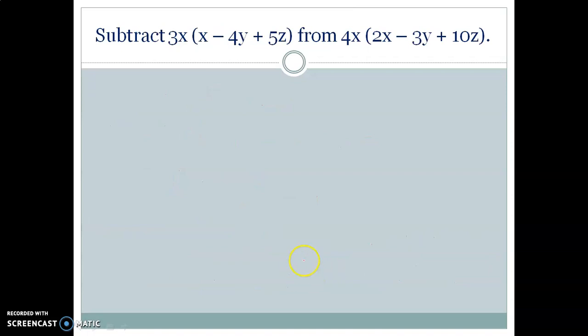Now the next question is subtraction. Are we learning subtraction now? Here we are going to do both subtraction and multiplication. Subtract 3x from this. So which should come first? The from expression. What is there in from expression? Yeah. This should come first. So I will write 4x, 2x minus 3y plus 10z minus 3x, x minus 4y plus 5z.